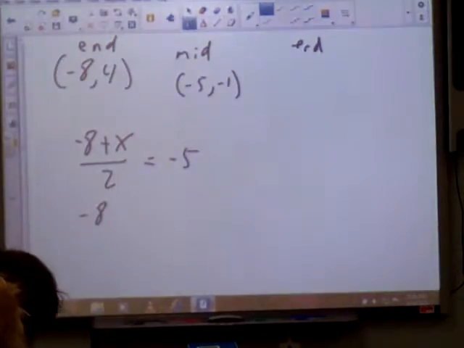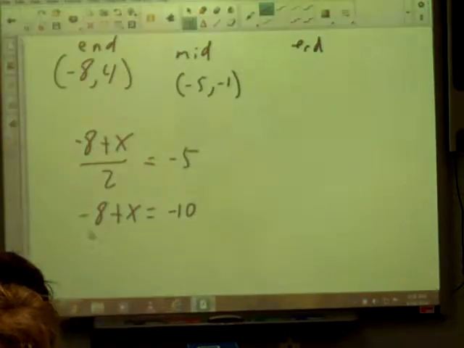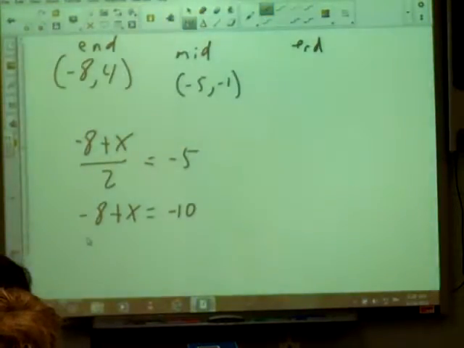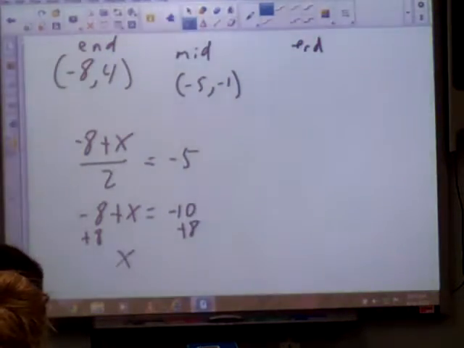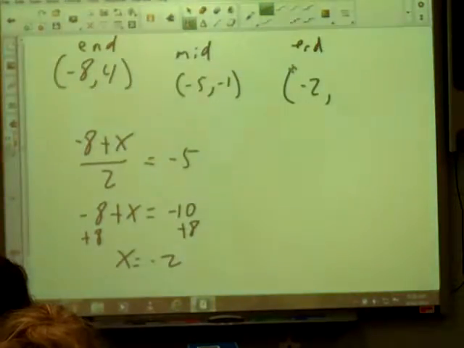Okay, good job. -8 plus x equals -10. So then what would I do to figure my x out? So x is -2. So I know that this end had to be -2 something.